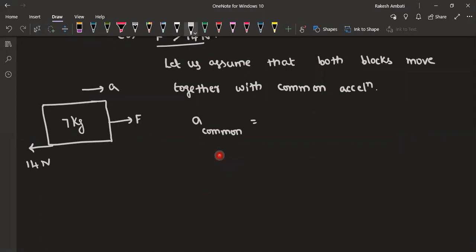F minus 14 upon 7. Perfect. So how to find a common acceleration? That is F minus 14 upon, in the denominator, the sum of the masses, that is 7 kg. Is the logic clear enough?